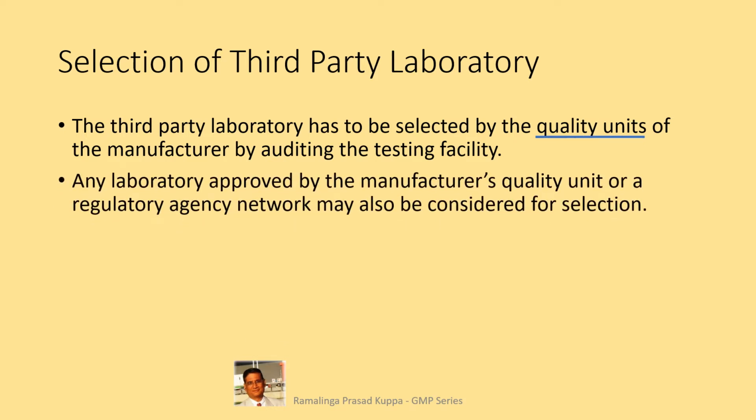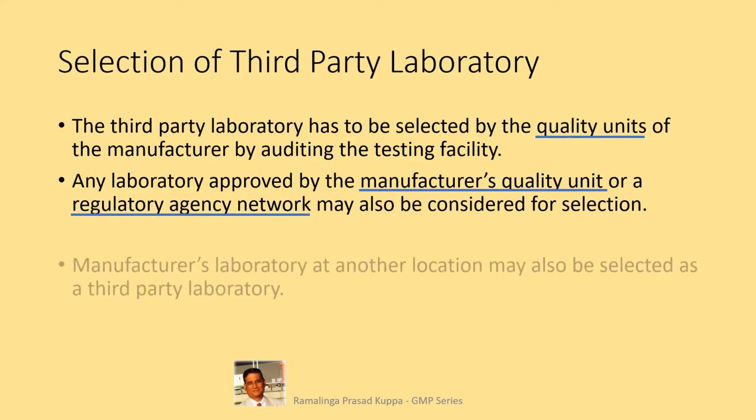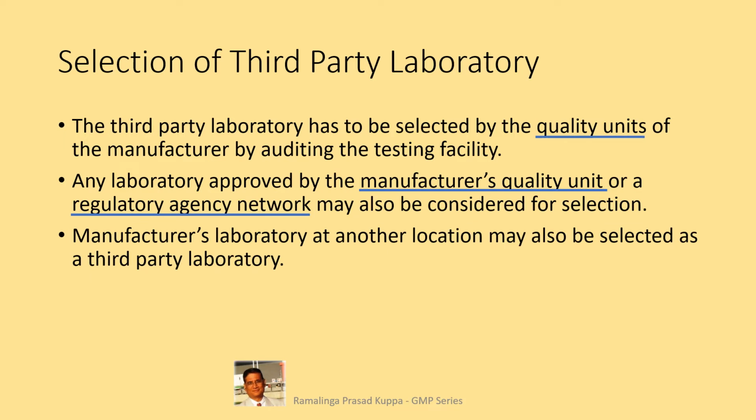Any laboratory approved by the manufacturer, quality unit, or a regulatory agency network may also be considered for selection. The selection could be from the list already approved by the quality units or a regulatory agency network. Manufacturer's laboratory at another location may also be selected as a third-party laboratory. This is a good strategy to select laboratory of the same company of different location. One advantage in this is that the basic GMP, the GLP systems may be common for all sites, but still the laboratory should be audited for compliance to GLP.